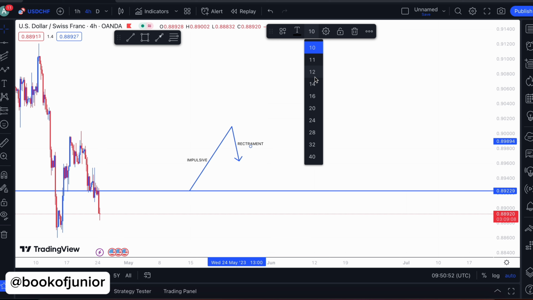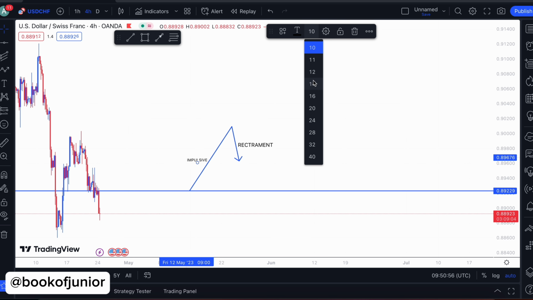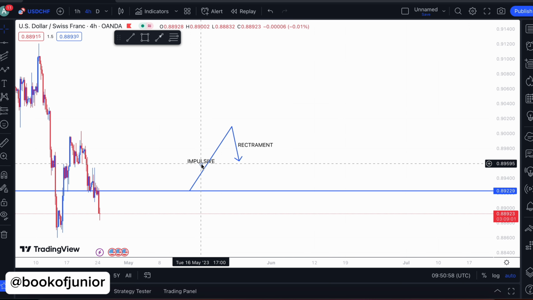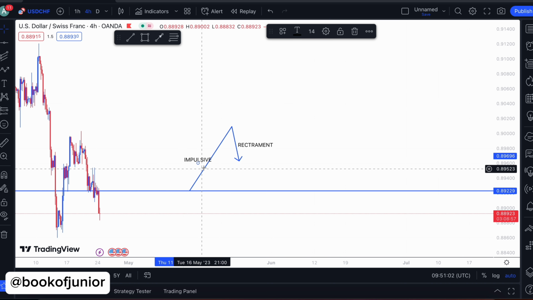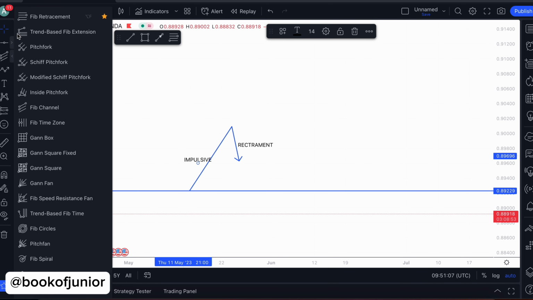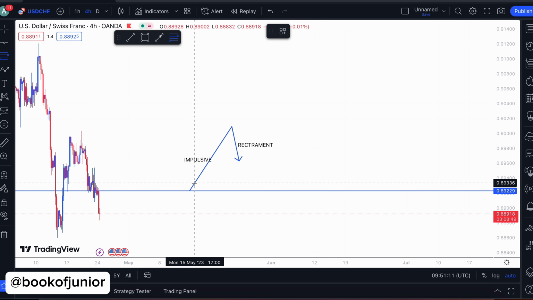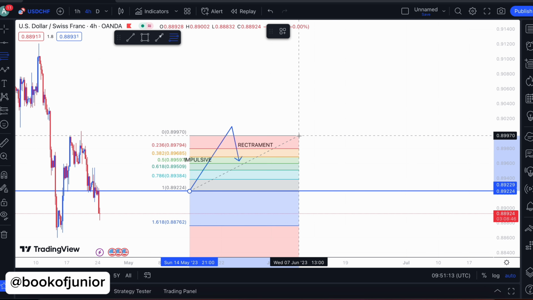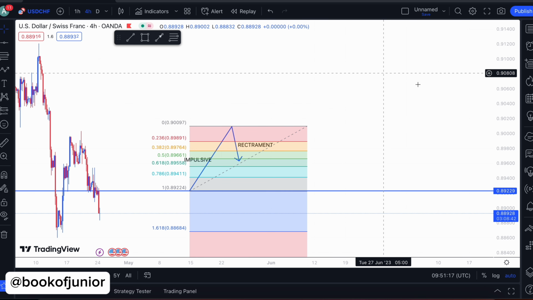So traders, whenever you see something like that in the market, you know that we have a nice move, so you can apply your Fibonacci. If you're applying your Fibonacci on an uptrend market, you come here, then you choose Fibonacci retracement, then you apply it from the swing low to swing high, just like this. So this is how we apply the Fibonacci, traders.